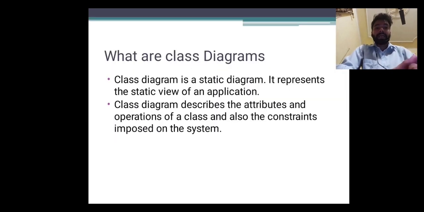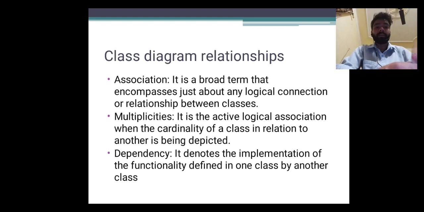This time I will tell you about the class diagram. This question comes to every person's mind: what is a class diagram? It is basically a static diagram. It represents the static view of an application, and the class diagram describes the attributes and operations of a class and also the constraints imposed on the system.